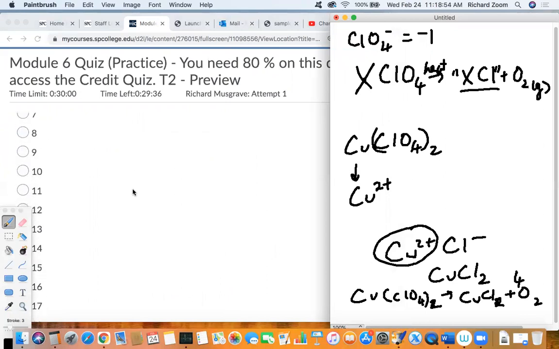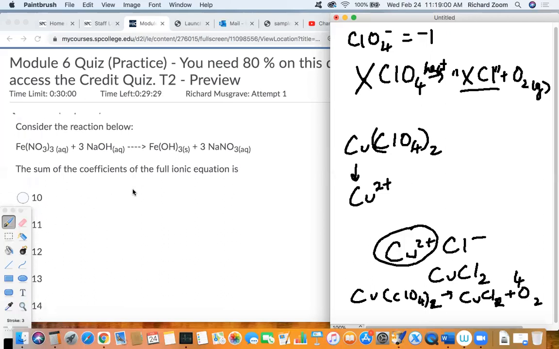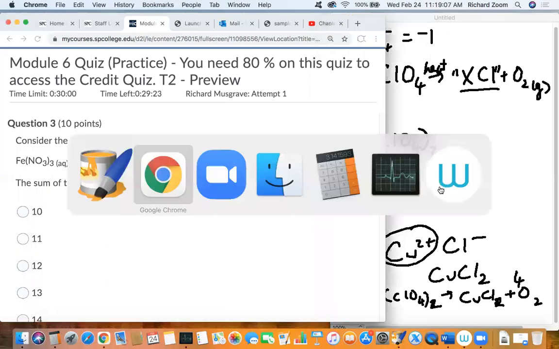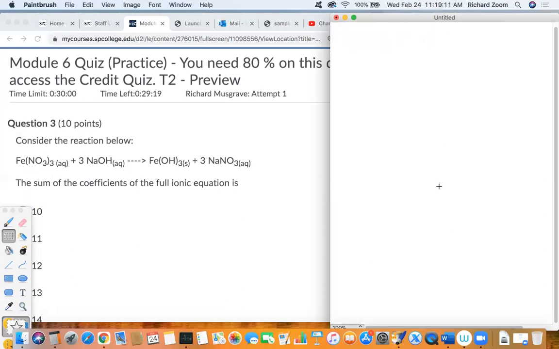So we've already been through some of the coefficients here and the hydrocarbon balancing. All right, let's talk about the full ionic equation, because this is something. So Christian, I think this speaks directly to what you're talking about, right? Or not quite, maybe not. Yeah, no, this is the type of problem where it arises from.